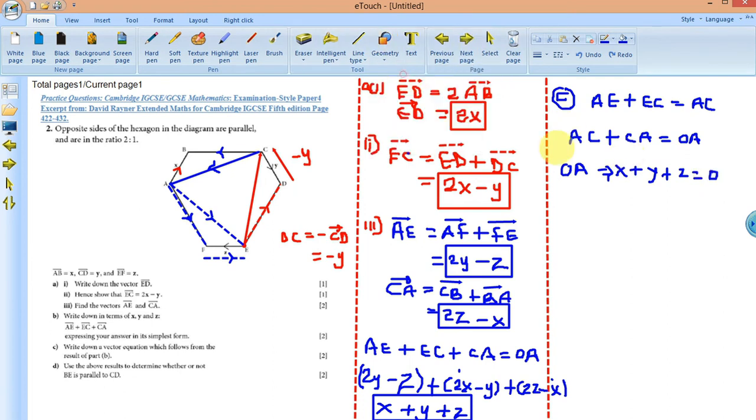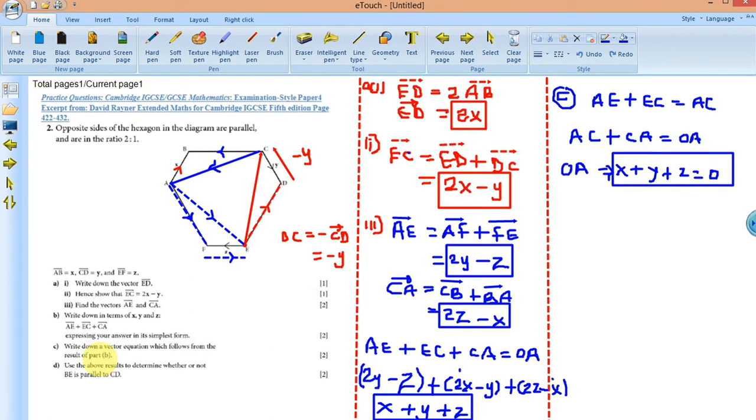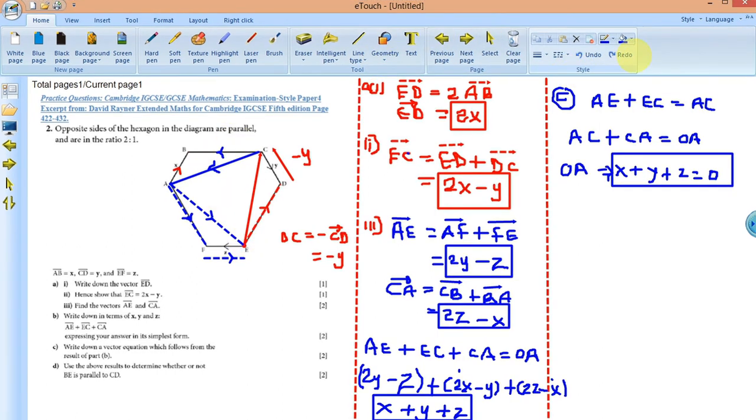Okay, next question, guys. Use the above result to determine whether or not BE is parallel to CD. Where is BE? Let me use green for that, guys. That's a green line. Okay, so let's go ahead with that. Sorry about that. So I actually have BE already. Let's just go for CD. Yeah, I have CD already. So let's go for BE now.